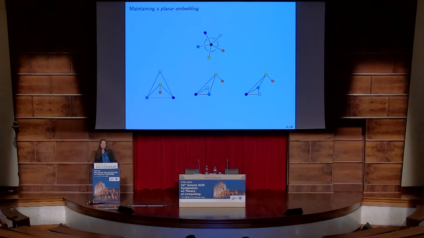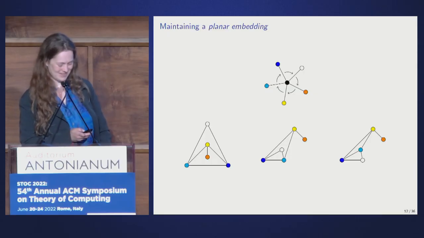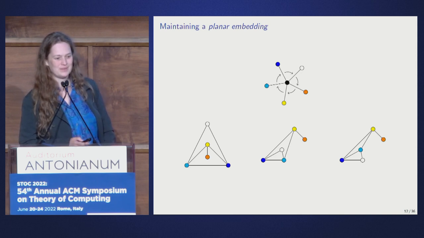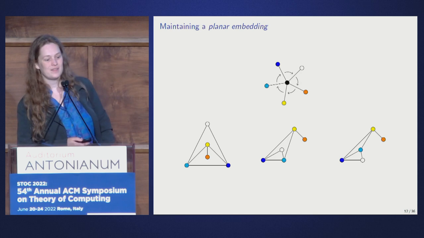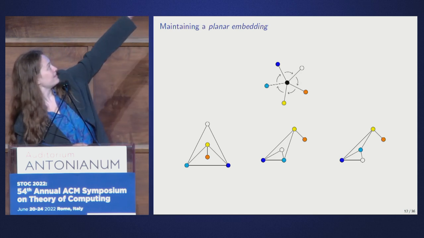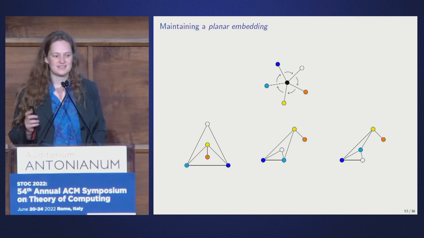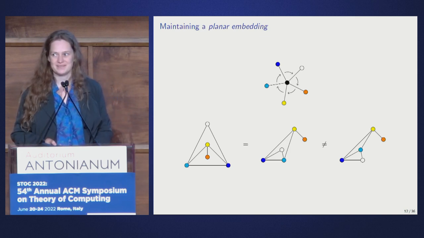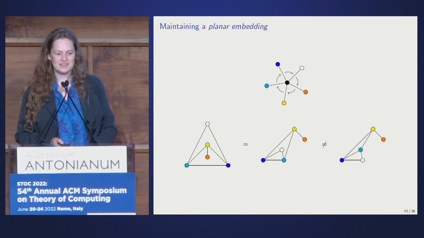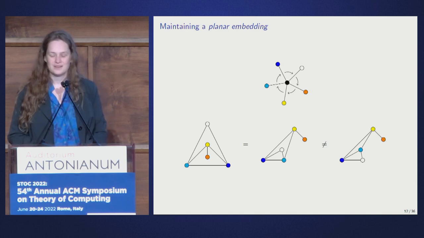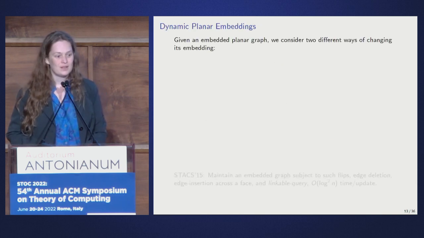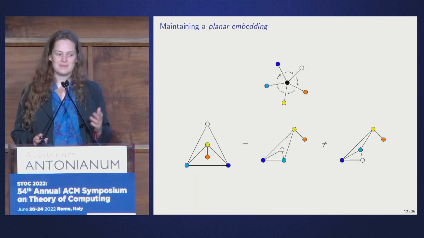Okay, hint, two of them identical. And then it becomes easy to see, once I say it, that the ones where the orange vertex and the white vertex are in different phases are identical, right? And the ones where they're in the same phase are not. Okay. So that is what I mean by an embedding.